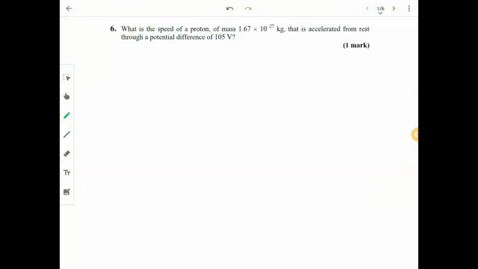Finally guys, let's move on to question 6. What is the speed of a proton of mass 1.67 times 10 to the minus 27 kilograms that is accelerated from rest through a potential difference of 10^5 volts? I'll let you solve for a few seconds and we'll check together.